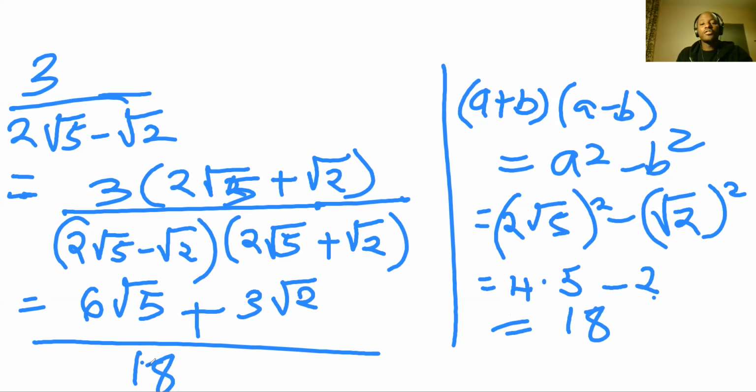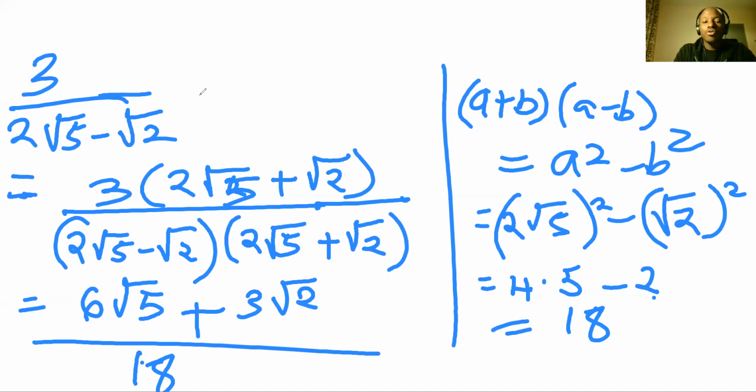So you see, you've solved your question. You've used quadratic identities to make your work easier. So we have 6 root 5 plus 3 root 2 over 18.